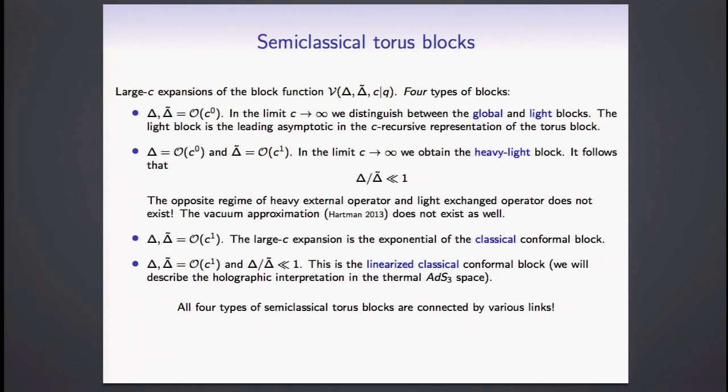Another semi-classical block is the classical conformal block itself, and this is the case when two operators are heavy. So the respective conformal dimensions grow linearly with the central charge. And in particular, it's interesting to consider the case when the loop or the third pole diagram is much heavier than the external leg. In this way, we obtain the linearized classical conformal block, and later we will show that it's this linearized classical conformal block which can be realized holographically in the formal ideas.